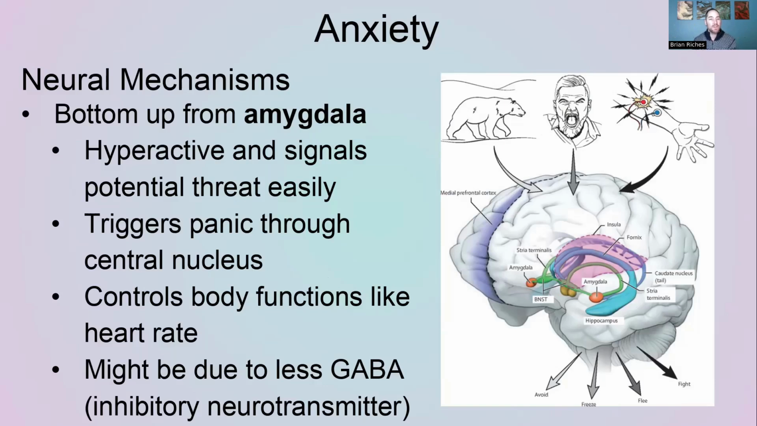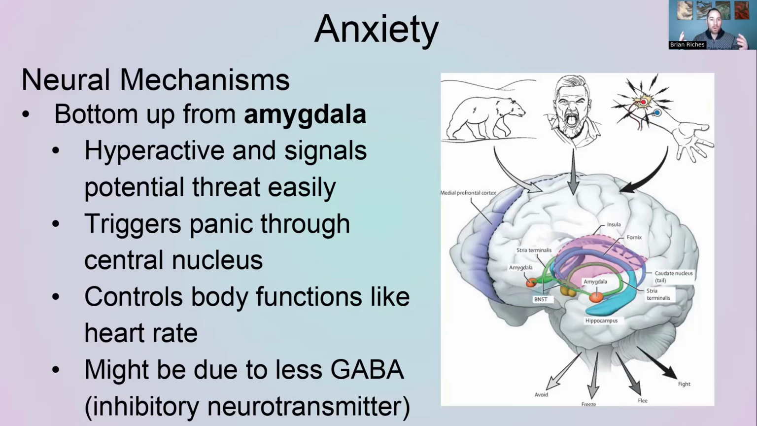So essentially, this can trigger panic responses through the central nucleus, and this controls body functions like heart rate. This might be due to less GABA in this area. So we see some of that neurotransmitter involved here. And again, that's an inhibitory neurotransmitter that helps things calm down or stop activating or regulates them activating.